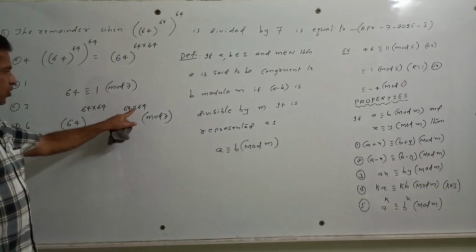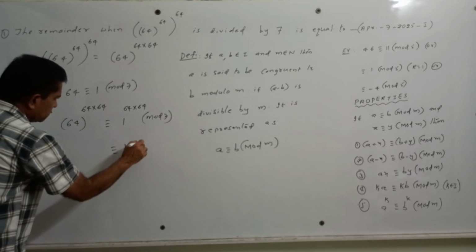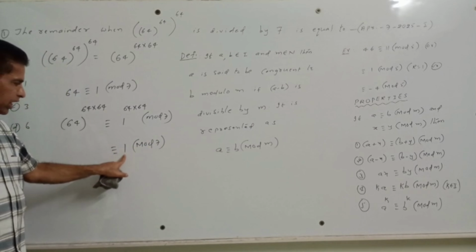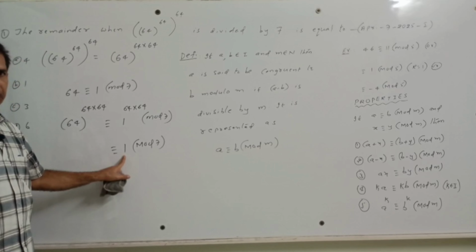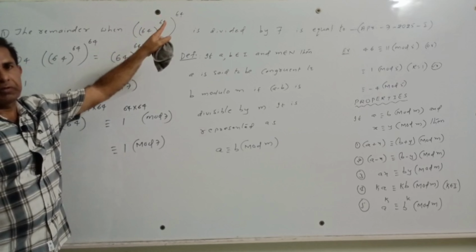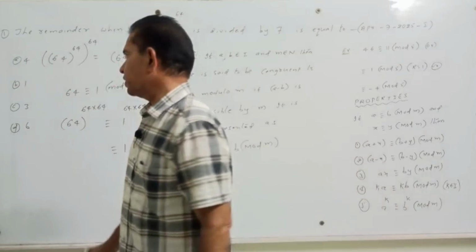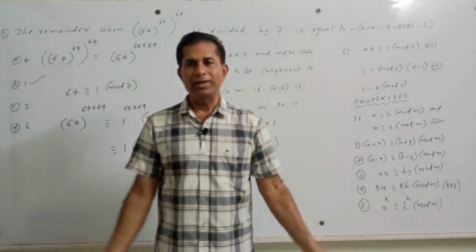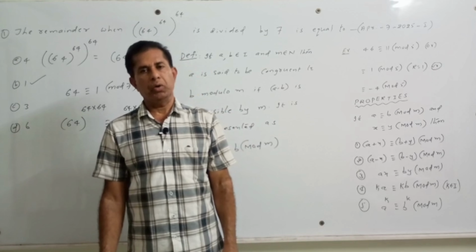1 to the power of 64 into 64, you know, it is 1. So this is congruent to 1 modulo 7. So 1 is the non-negative integer less than 7. Therefore 1 becomes the remainder. That means 64 to the power of 64, whole power 64, divided by 7, the remainder is 1. See now, which option is correct? So option B is the correct option. This is very simple to calculate a remainder with the help of congruence modulo m.